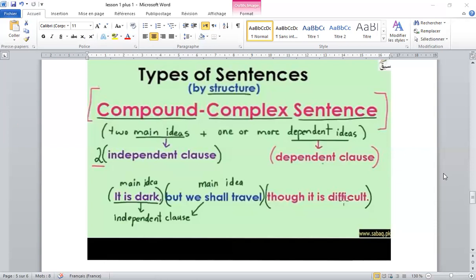So the main clause, it is dark, gives one piece of information. It stays on its own. Plus, we shall travel, another main clause or independent clause that stays on its own. So we have two main clauses linked with but. But is a connective. So this is called compound. Then we have though, which is another conjunction. It is difficult does not stay on its own, it gives no information by itself. So it is a dependent or subordinate clause, which depends on the previous two main clauses, which is complex. So here we have a compound complex sentence.